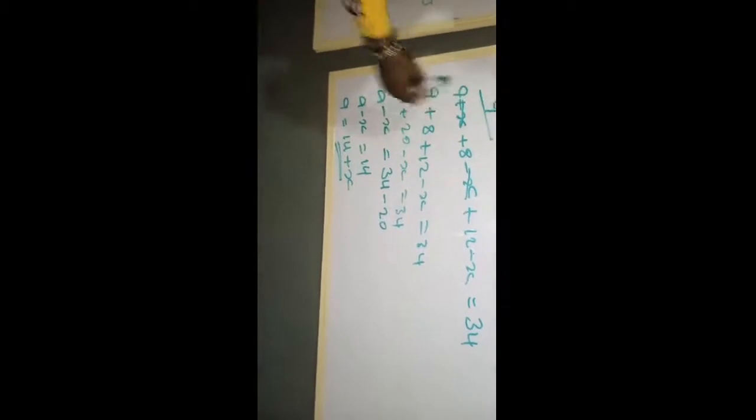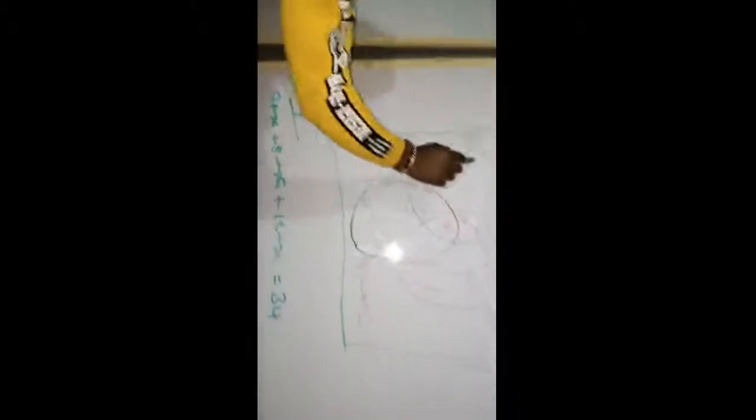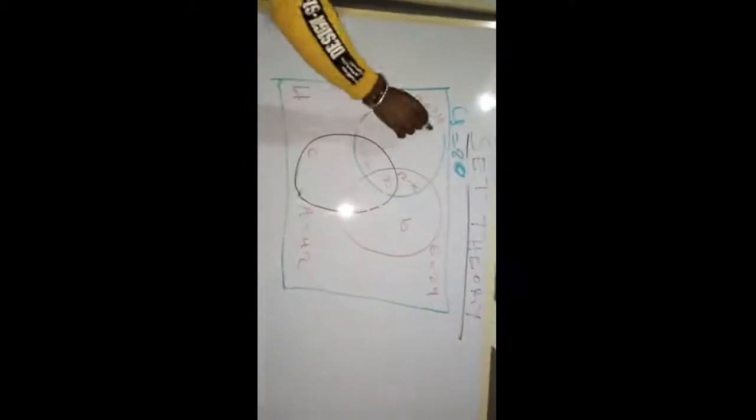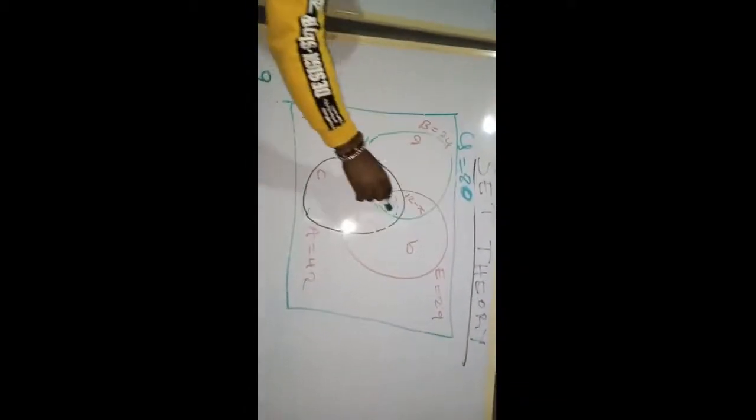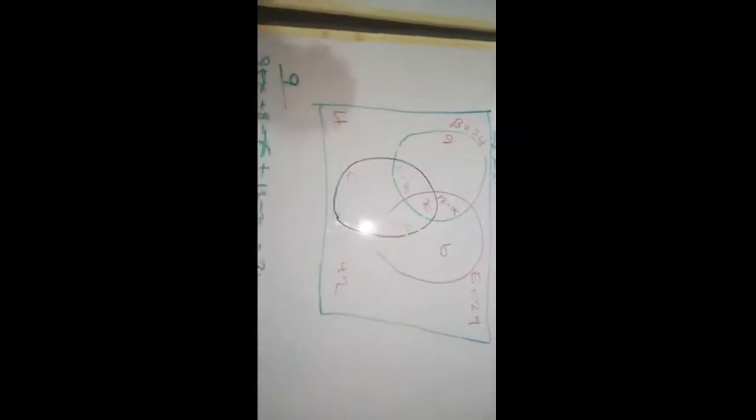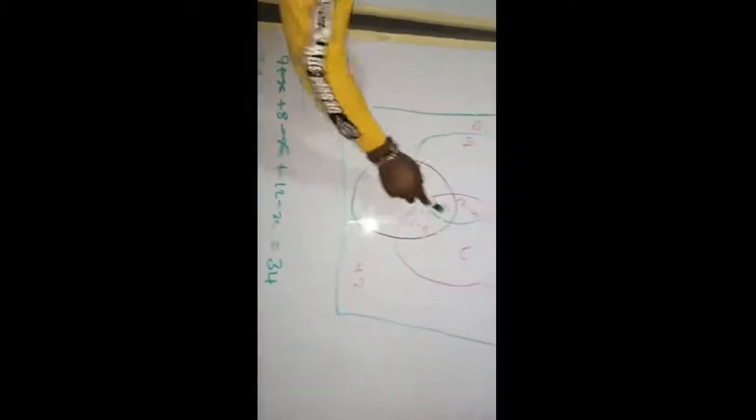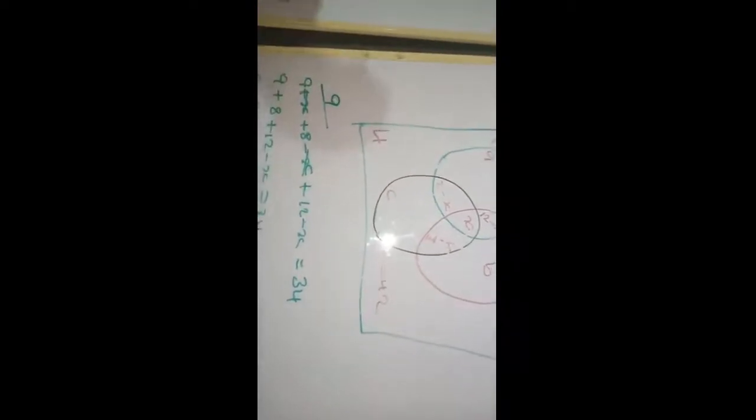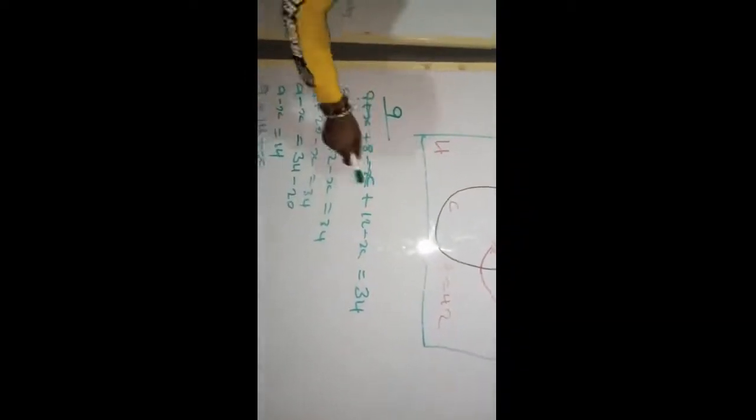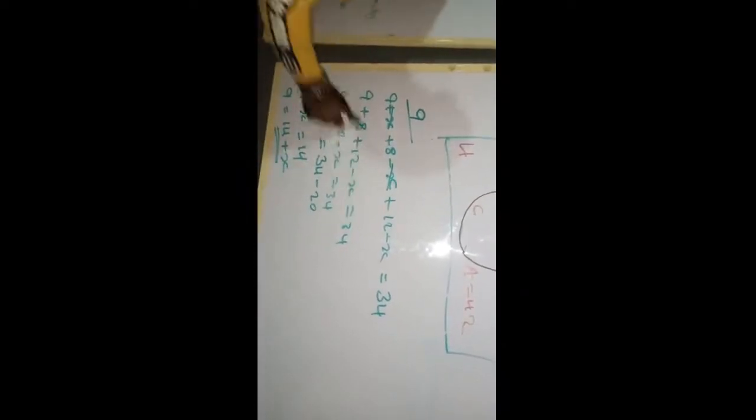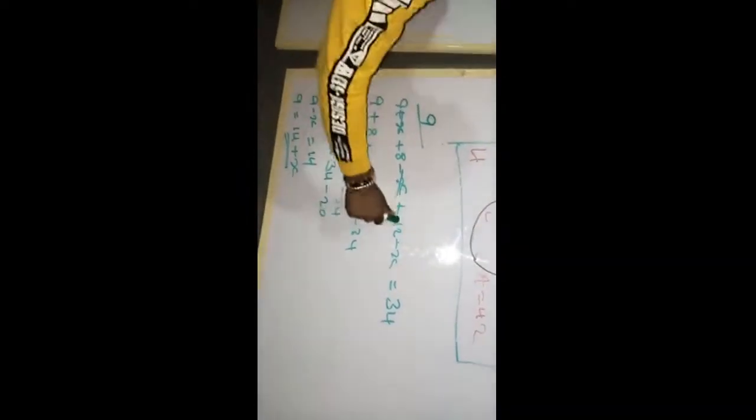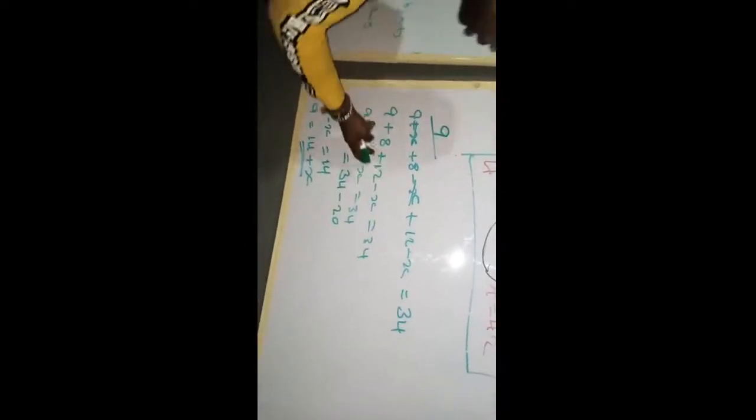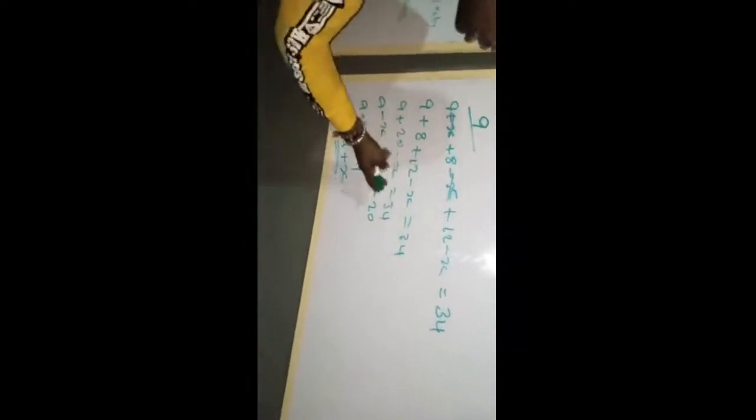To get A, which is only the people that offer Bismarck, all of this together is equal to this. The addition of all this is equal to this. So that's what we just did: A plus x plus 12 minus x plus 8 minus x is equal to 34. Then plus cancels minus, it now remains A plus 8, then plus 12 minus x is equal to 34. Then we add these, A plus 20 minus x is equal to 34.